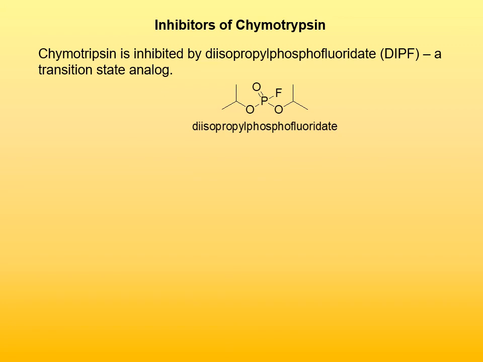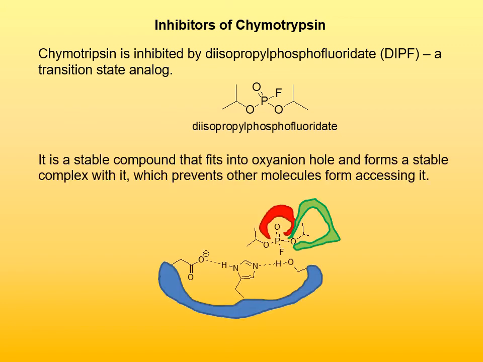But in this case, we have something that looks like the transition state. It's tetrahedral. It has those polar groups, just like the transition state. And so it fits very nicely into the active site of the enzyme. You can see the phosphorus-oxygen double bond fits very nicely into the oxyanion hole. The isopropyl group fits nicely into the specificity pocket, but it's stable.